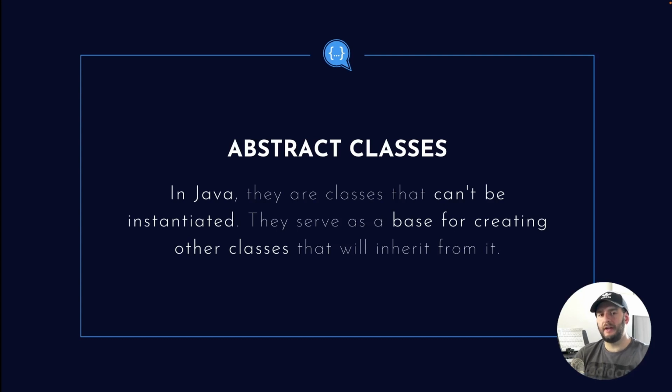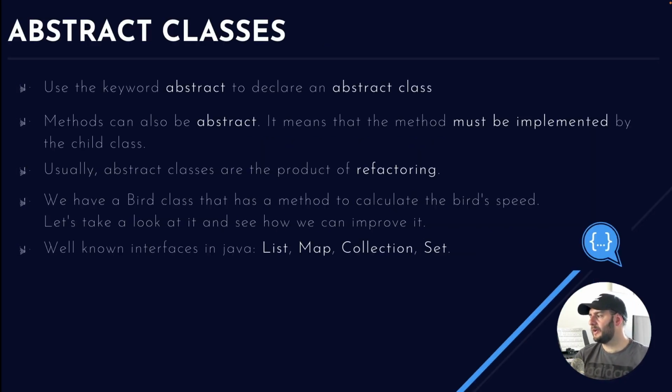So, what is an abstract class? In Java, it's basically a class that cannot be instantiated. It means I cannot create objects for this class. And these classes serve as a base for creating other classes. They are usually abstract concepts that I want to generalize. So to create an abstract class, I just put the abstract keyword in front of the class, and that is how I declare an abstract class.